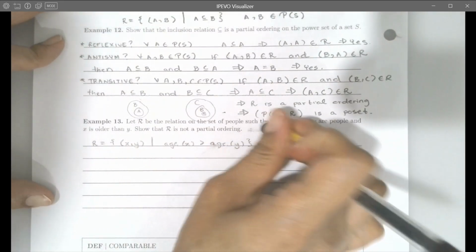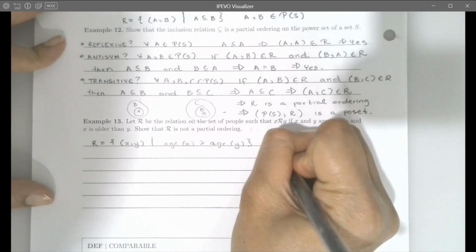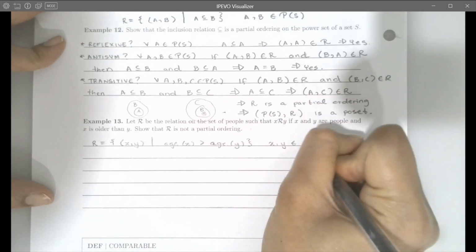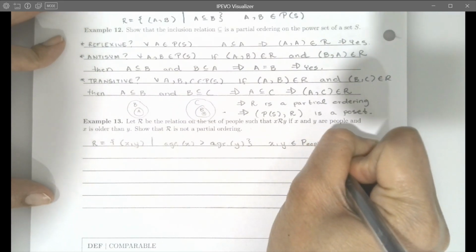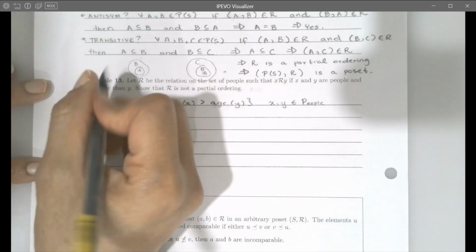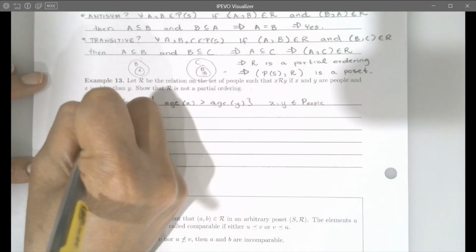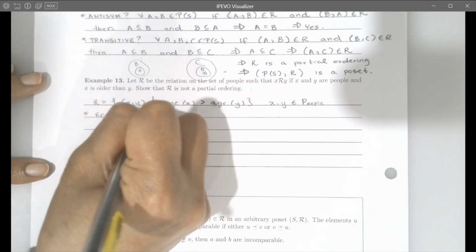And the domain for X and Y is the set of all people. So for X and Y, I'm just going to call this set P. Okay, so it's for the set of people. Alright, so we have to show it's not a partial ordering, so we want to check which of these conditions are going to fail. Let's check for reflexive.